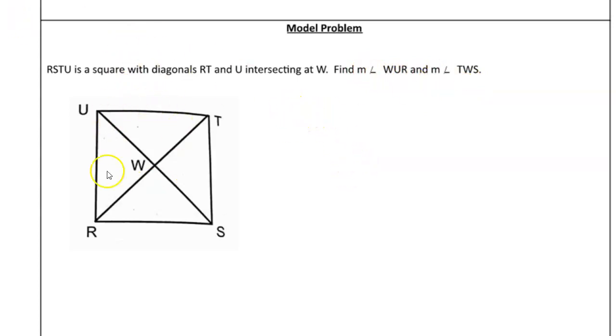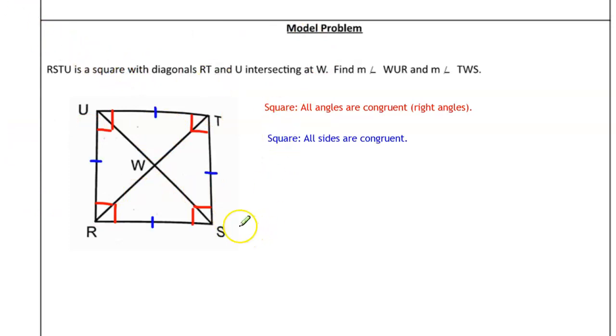Well, the first thing I know is that all angles are congruent. That means they are all right angles. Another thing that I know in a square is that all sides are congruent. That gives me an important insight. Let's take this triangle, for example. This triangle is triangle RTS. This is a right triangle. And I also know that it is an isosceles right triangle because these two sides are congruent.